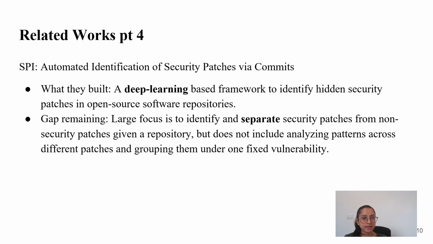And SPI is a deep learning based framework to identify hidden security patches in open source software repositories. However, the large focus of SPI is to identify and separate security patches from non-security patches given a repository. It doesn't include analyzing patterns across different patches and grouping them together for one fixed vulnerability.